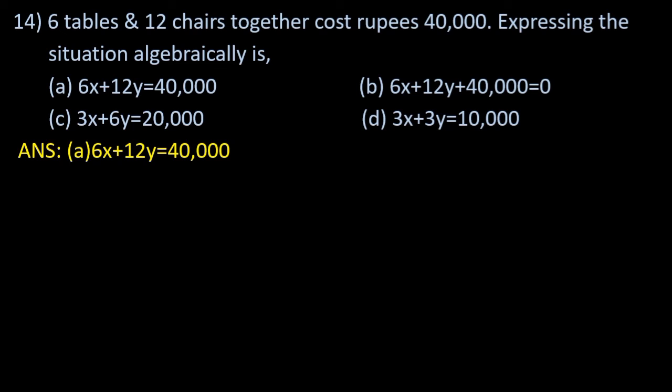If you are getting confused between option A and option B, you can see option B has 6x plus 12y plus 40,000 is equal to 0. If we send 40,000 to that side, it will become negative. Instead, you can see in option A it's already on that side, and together costing means the addition of those is equal to 40,000, as they are telling. Therefore option A is the correct one.